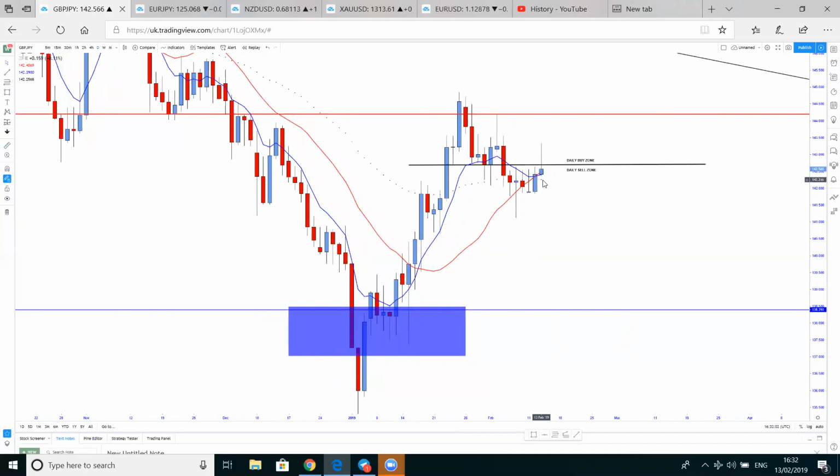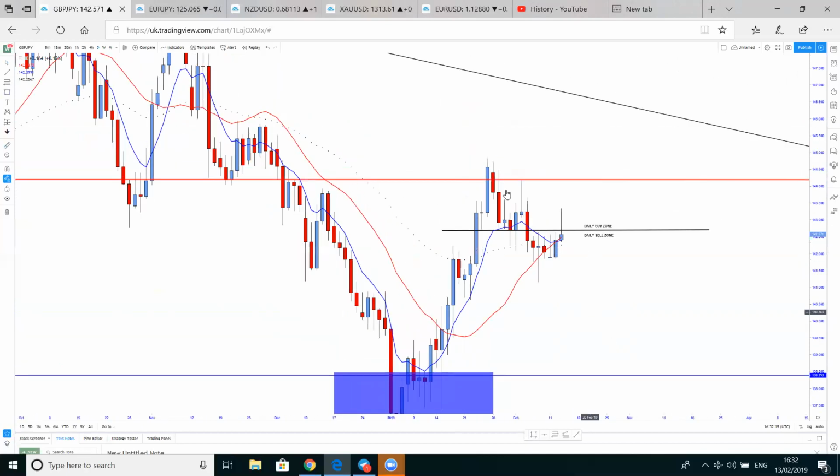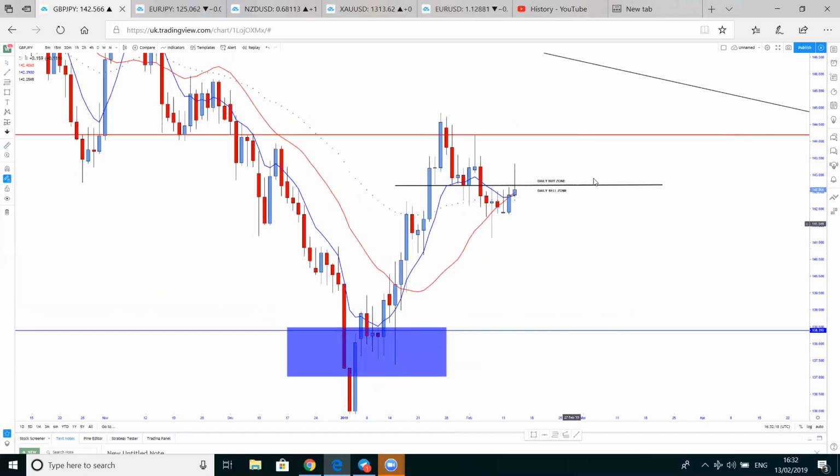and see how it closes, and that will give you an indication. If it's a shooting star formation, we're more likely to see the price roll over to the downside. So you understand the analysis so far, yes? Any question? No question. Okay, let's break it down further.